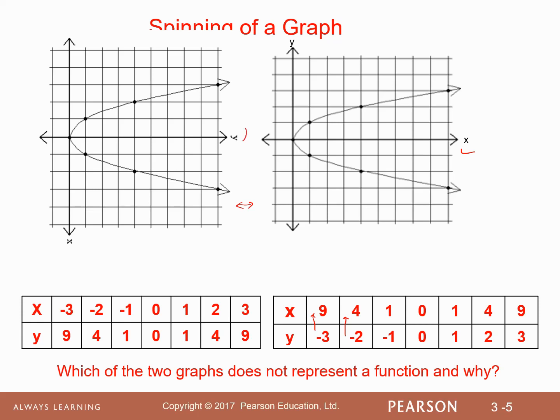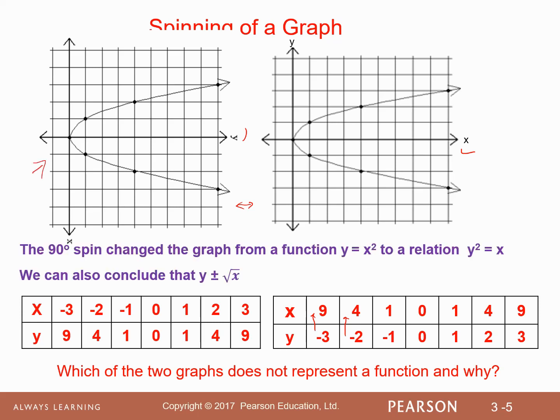Okay, so this spin changed this graph into a relation. It's not a function anymore, right? So let's go ahead and try to study this one as a function, although it's not a function. The 90 degree spin changed the graph from a function that is for the equation y equal to x squared to a relation that has equation y squared equal to x. We can also conclude that y equal to plus or minus square root of x, because y squared equal to x. Now you can solve this one, it will give you y equal to plus or minus square root of x, right? Yes? Good. Let's go then.